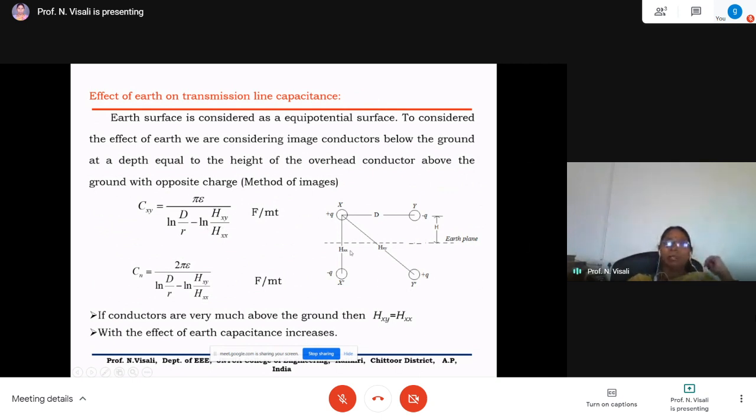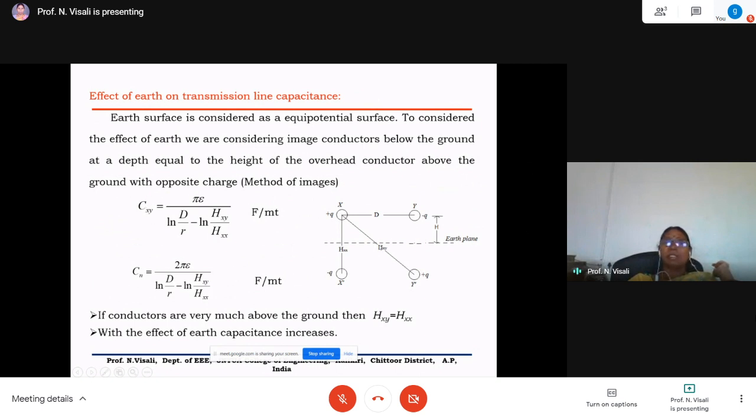When the conductors are too high, then the image conductors also are at the same height, so Hxx and Hxy will be assumed to be equal. At that time this value will be Ln of 1, and the total denominator value reduces. So the capacitance value increases due to the effect of earth.